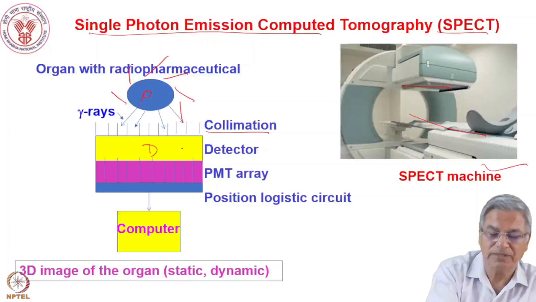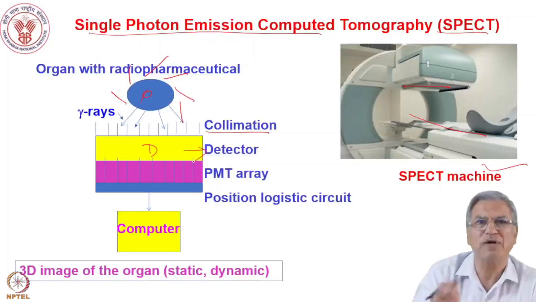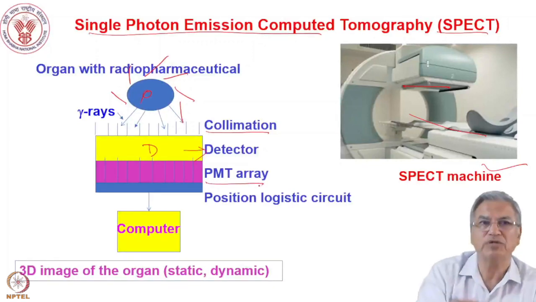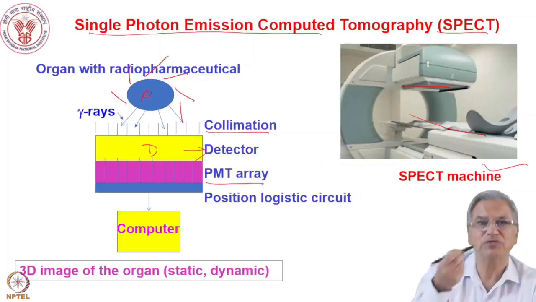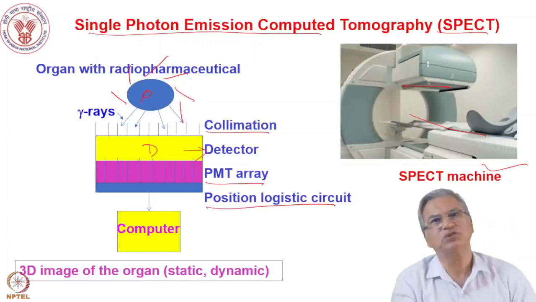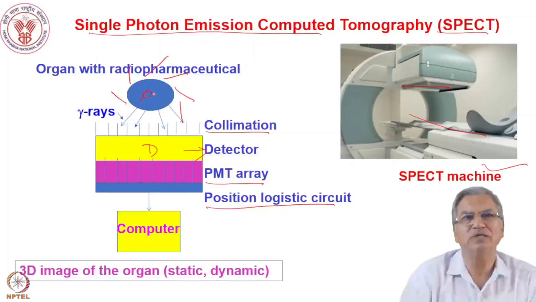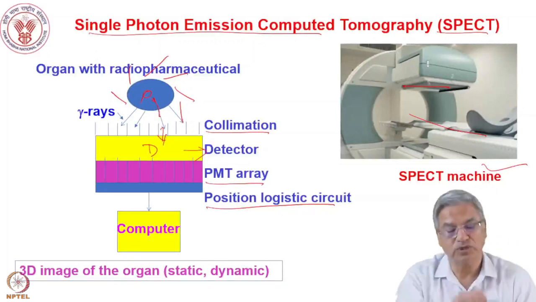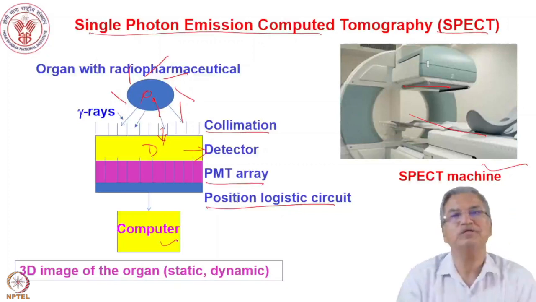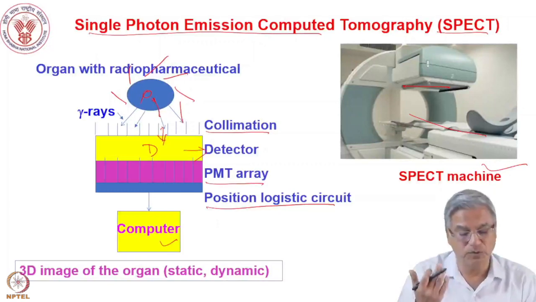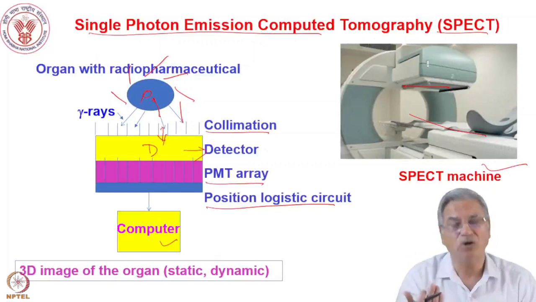Then the gamma rays are detected by the detector, mostly scintillators, sodium iodide thallium or BGO type of scintillators. And there are PMT photomultiplier tubes to convert the signal, the photons converted into electrons at a PMT. And then there is a position sensitive circuit to identify from which place in the organ the particular gamma ray has come. Like for example, this collimation will give you this particular position. So we can see the organ, and you can construct the image with the help of a computer. So that is the principle behind SPECT. It essentially gives you the 3D image of the organ, static or dynamic.